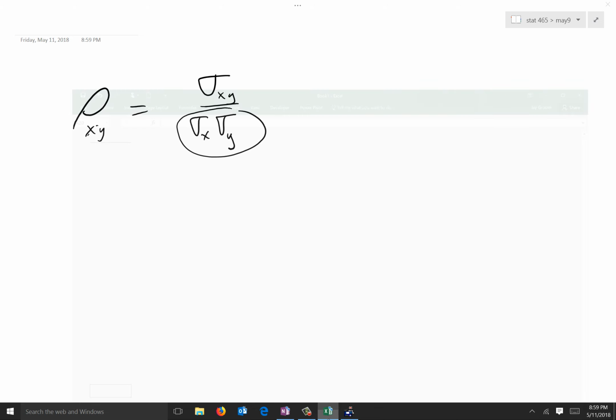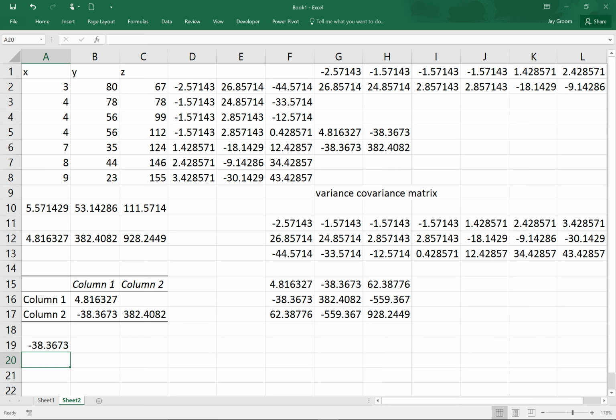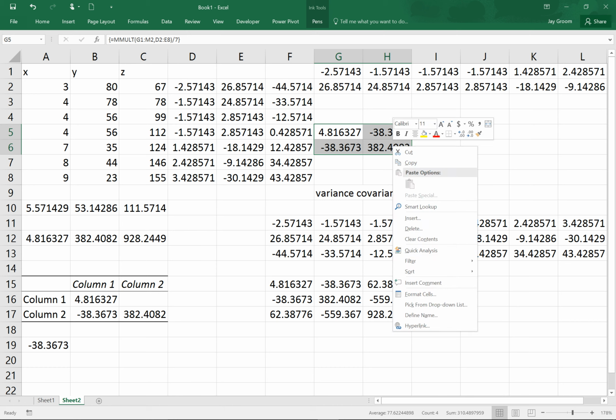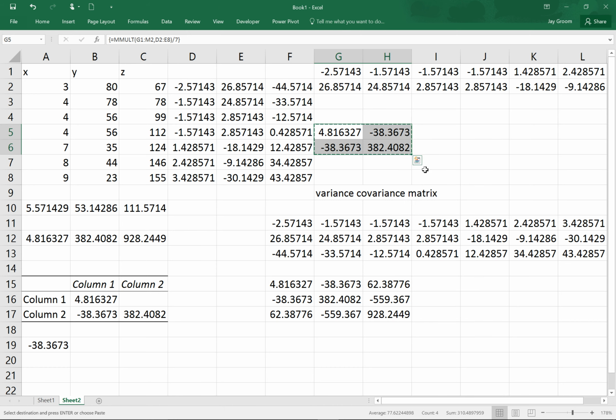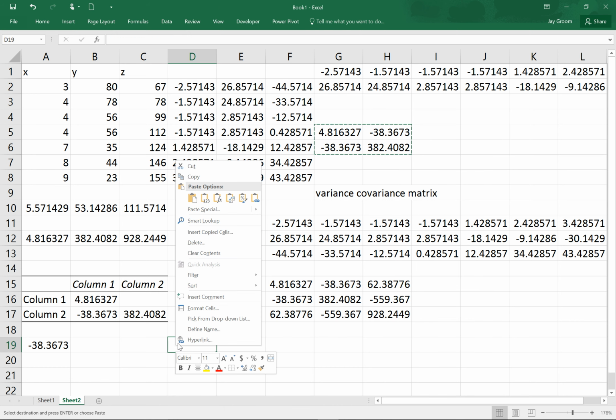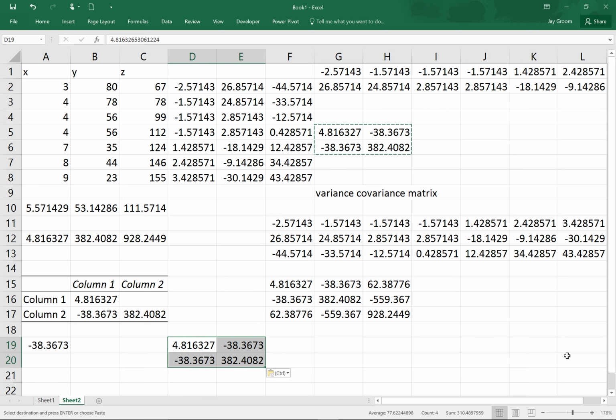So if you come back over here, I'm going to look at this piece right here. If you don't mind, that covariance matrix, I'm going to copy that and paste it somewhere because I just want to show you this. If I right click, copy that, and paste just the values, those are the variances and the covariances.